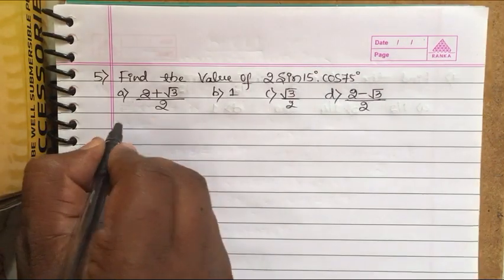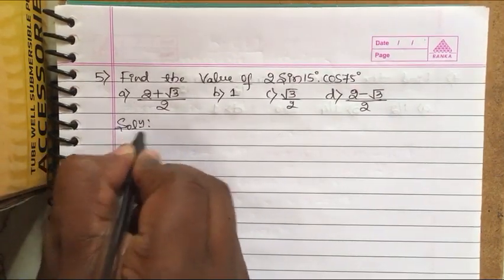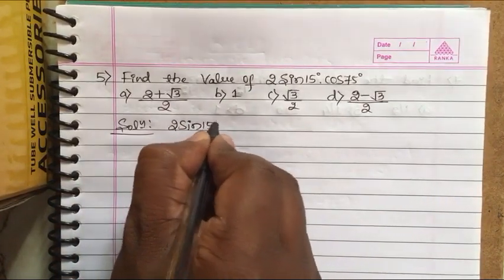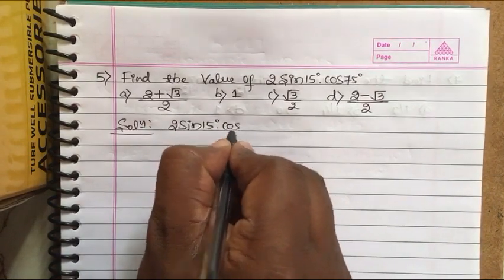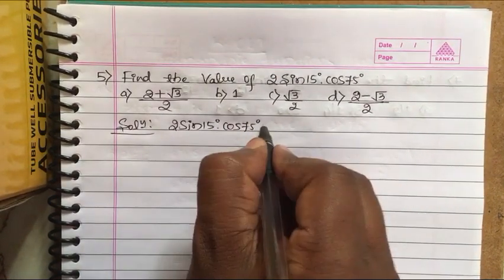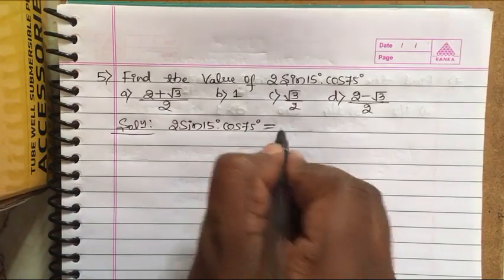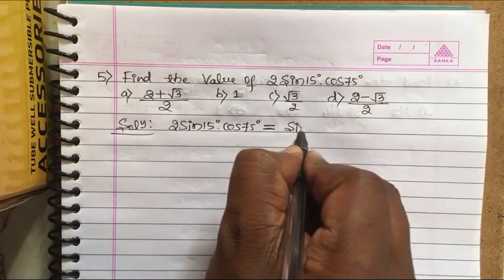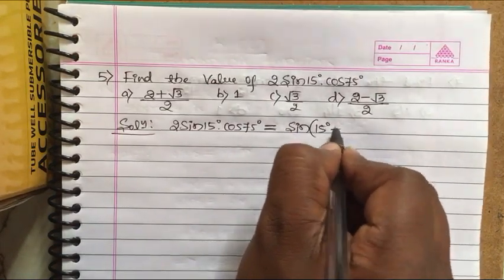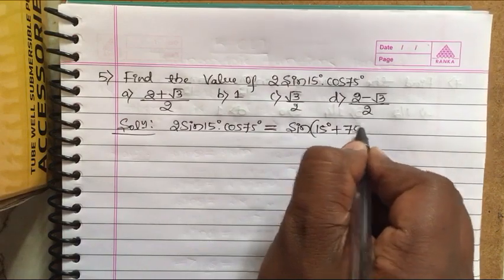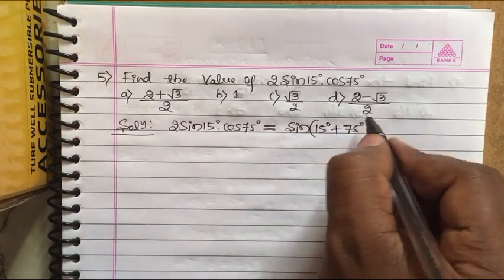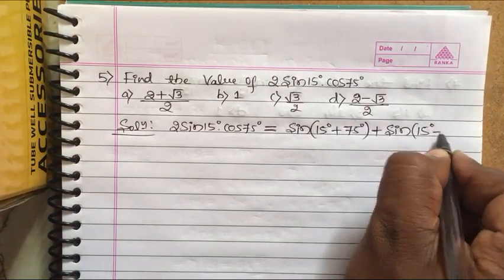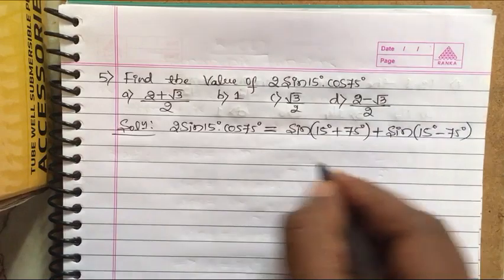Well, the fifth question: find the value of 2 sine 15 degree into cos 75 degrees. Let us solve this. 2 sine 15 degree into cos 75 degrees is in the form of 2 sine A cos B. This can be written as sine of A plus B plus sine of A minus B, that is sine of 15 degree plus 75 degrees plus sine of 15 degree minus 75 degrees.